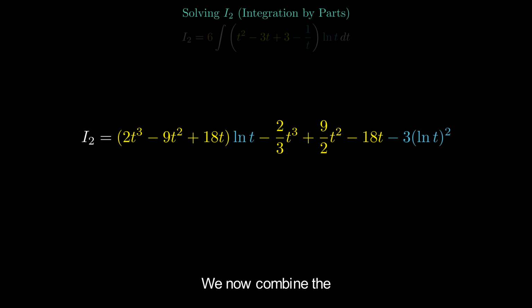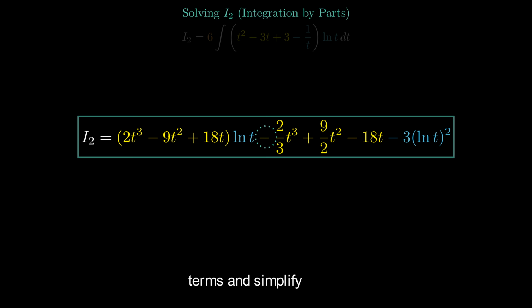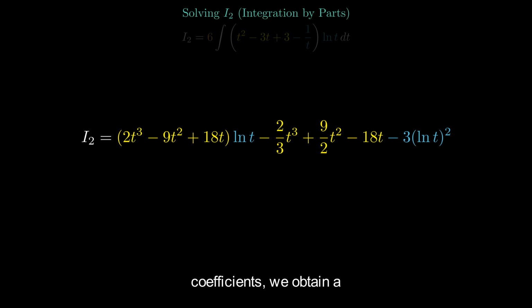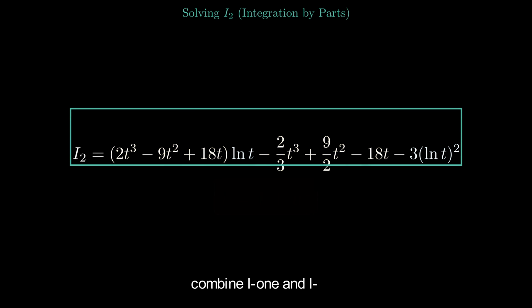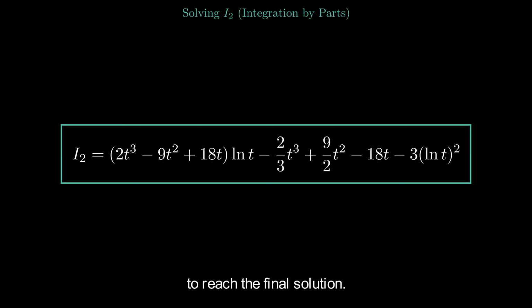We now combine the individual results. By grouping the logarithmic terms and simplifying the coefficients, we obtain a single expression for I2. The final step for this part is to reverse the substitution by replacing t with 1 plus u squared. This results in an expression in terms of u. We have completed the evaluation of both components. We will now combine I1 and I2 to reach the final solution.